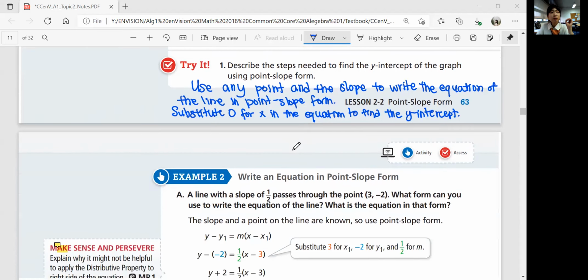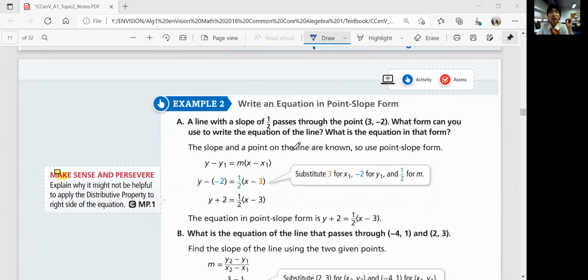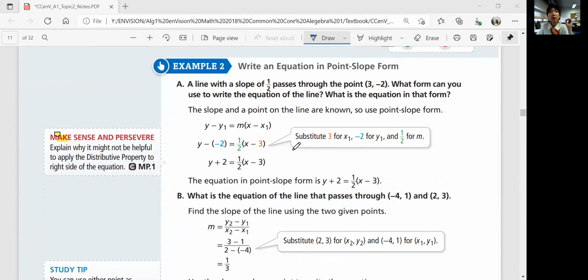Let's look at example 2. Write an equation in point slope form. Part A. A line with a slope of 1/2 passes through the point (3, -2). You have a given point. You have a slope. What form can you use to write the equation of the line? Yes, you can use the slope intercept form, but what is an easier way with this given information? It's the point slope form.